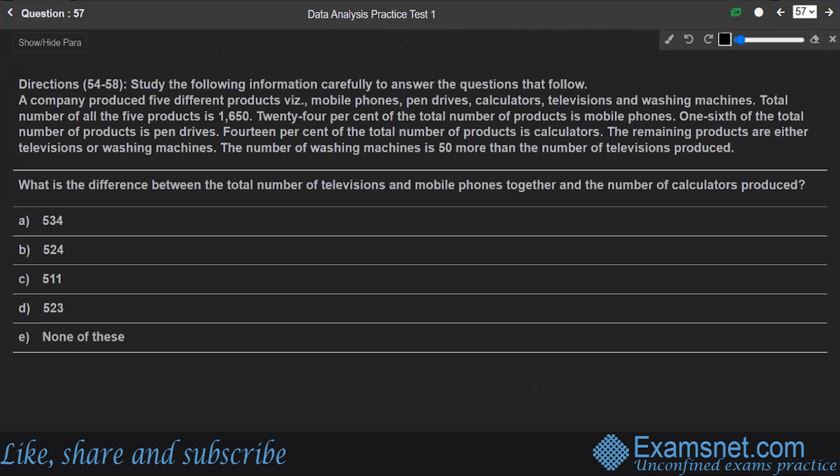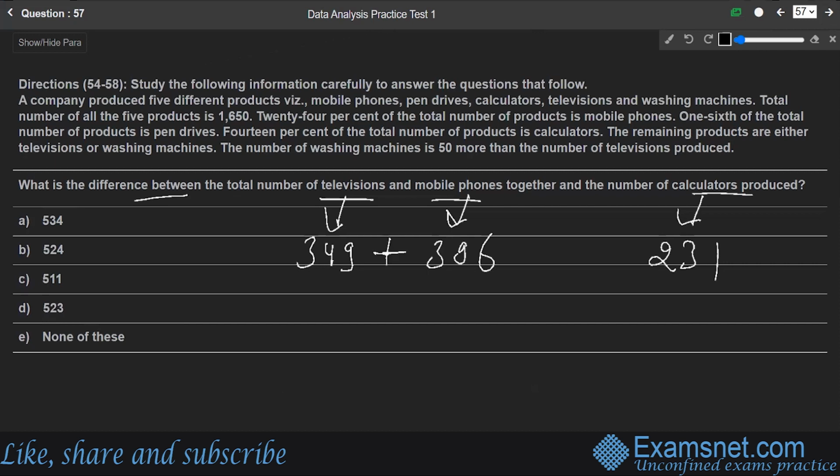Now, he's asking what is the difference between the total number of televisions and mobile phones together and the number of calculators produced. The number of televisions was 349 in that data. Mobile phones we calculated was 396, and the number of calculators is 231. So we need to add television and mobile phones together: 349 plus 396, which comes out to be 745.